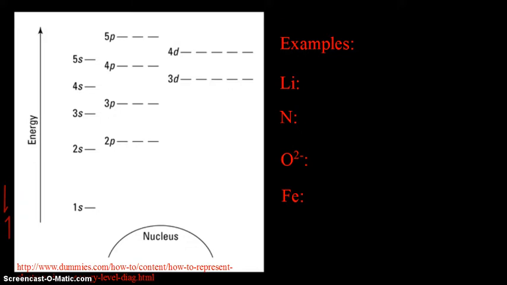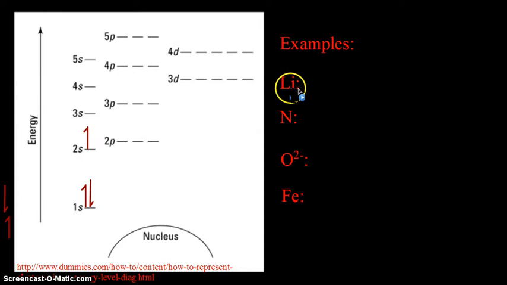First, let's look at lithium. Lithium has 3 electrons. Let's see how these electrons are placed in the energy level diagram. So kind of by convention, we start with a spin up, designated by an up arrow, electron. That's the first. The second will be a spin down. So there are the 2 electrons there. Then the third goes like this.